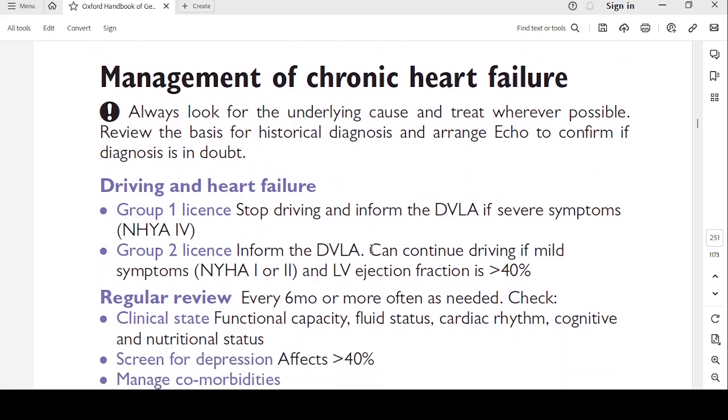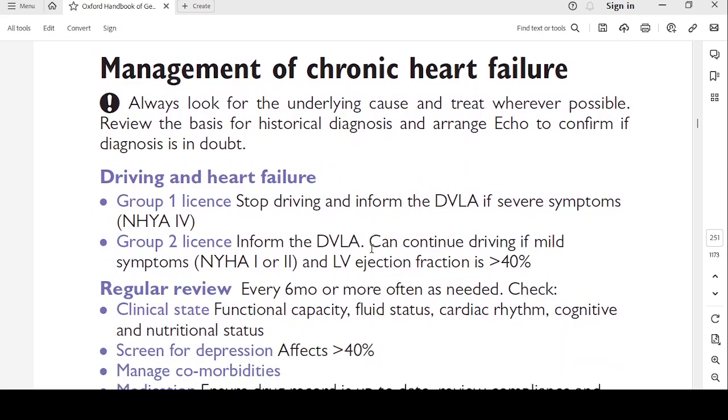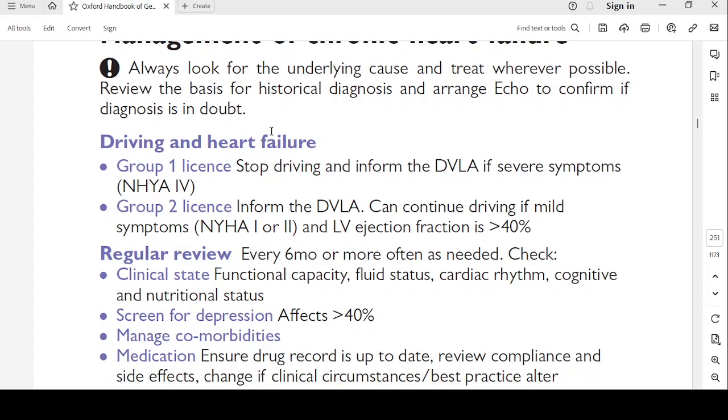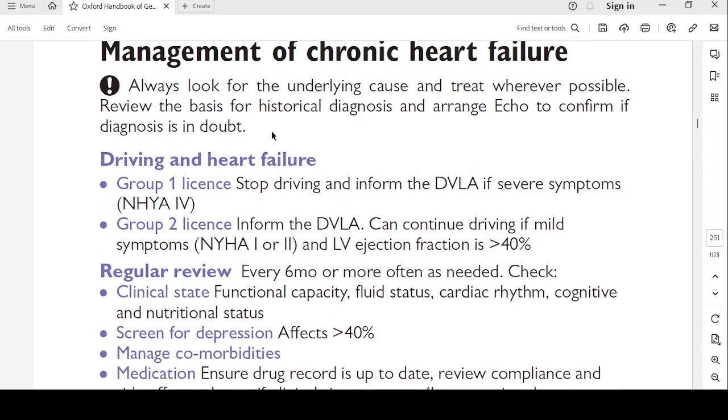Management of chronic heart failure. Always look for the underlying cause and treat wherever possible. Review the basis for historical diagnosis and arrange echo to confirm the diagnosis if the diagnosis is in doubt. Sometimes the patient will come and give a history of heart failure, and then you have to review the basis of the past diagnosis and arrange an echo to confirm if the diagnosis is in doubt.